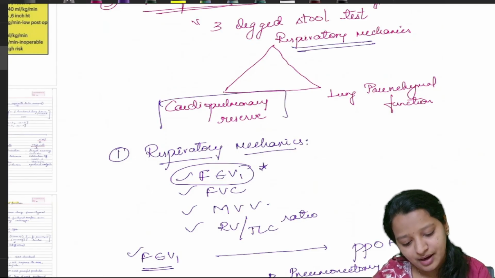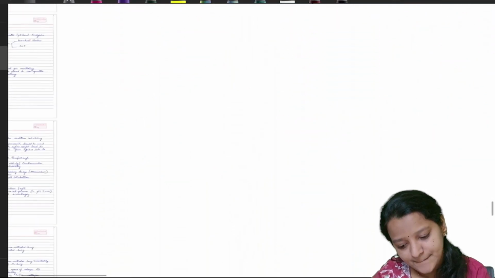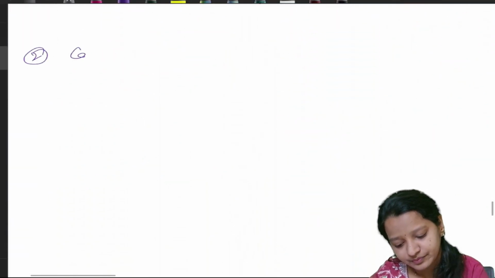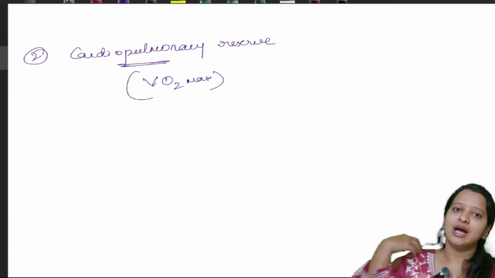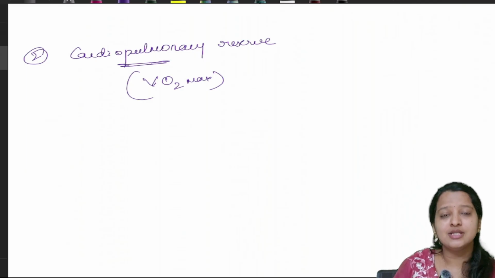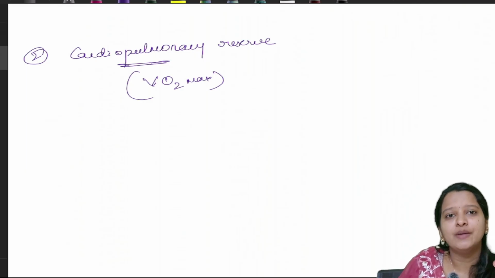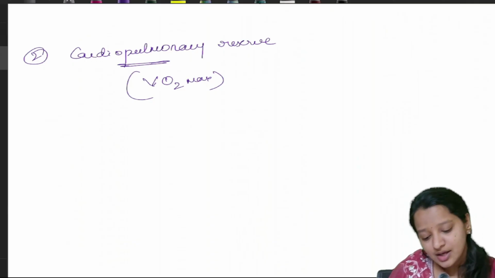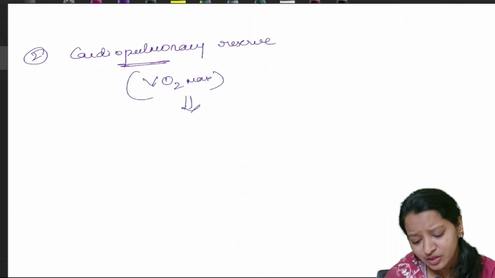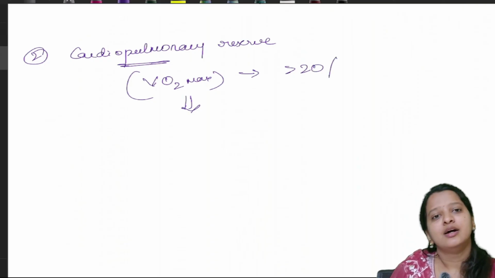Let us go for the second part, cardiopulmonary reserve. So coming to the cardiopulmonary reserve, here we will be seeing VO2 max, the oxygen consumption. Normally to calculate this, we have discussed already in the pulmonary function test. So normally to calculate this, we have to know about exercise, heart rate, exercise ECG, everything. So it is time consuming and it is not economic also, right?